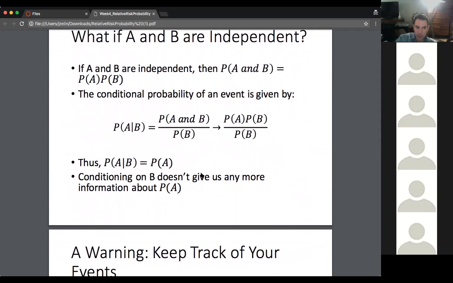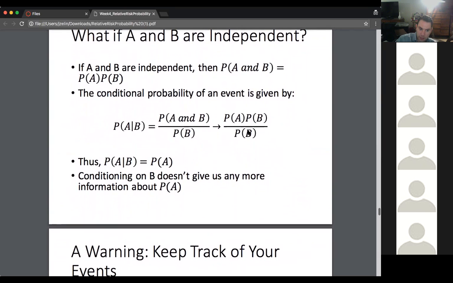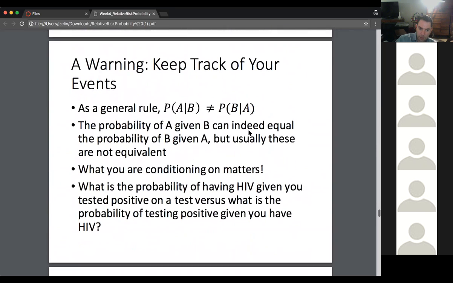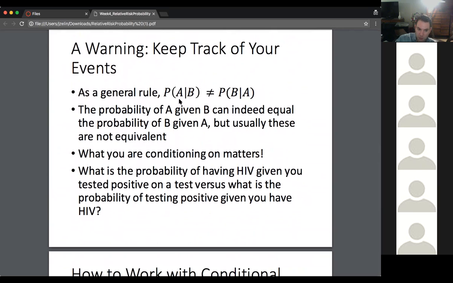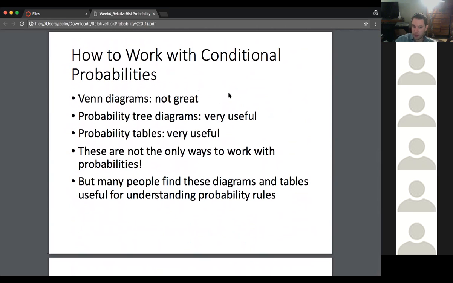So if we have independent events, then the probability of A and B is simply the probability of A times B. So we can find the probability of A given B is equal to the probability of A times B divided by the probability of B. And like we said, as a general rule, the probability of A given B does not equal the probability of B given A. So just be mindful of that. What you're conditioning on does matter. They might sound like they're the same thing that you're looking at, but they're not.